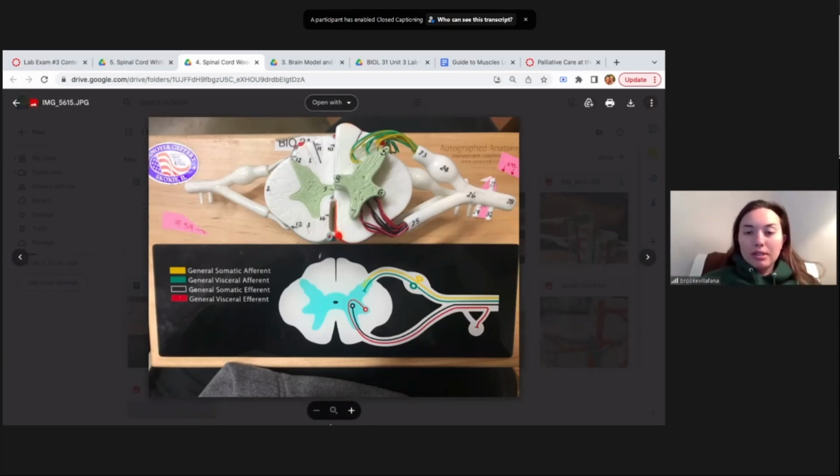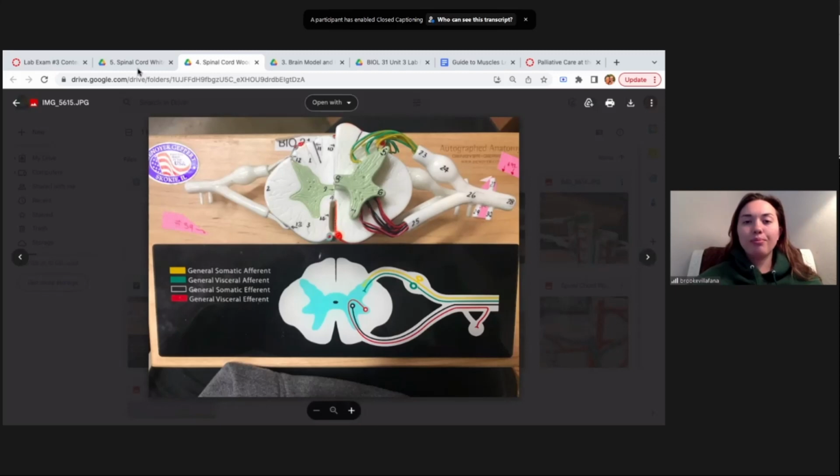Okay, so this is kind of cool. It shows you what we were just talking about. General somatic afferent or sensory is the yellow. General visceral afferent is the green, right? Both in the posterior horn. General visceral efferent is in that lateral horn. And as you guys can see, it synapses in the sympathetic chain of ganglia. And then general somatic efferent is that motor in the anterior horn. Pretty neat, right? So now we kind of apply it onto the actual model.